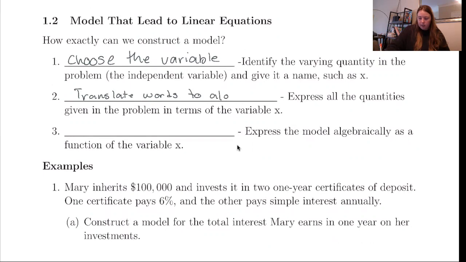And if this seems kind of crazy right now, obviously we're going to do some examples and talk about each step. Sometimes in the problems you're going to be told to make this your independent variable. So express all quantities given in the problem in terms of the variable x. This is where we'll talk about maybe this thing plus this thing. So thing one is going to be like 2x plus 3 and so on. That would be a way of translating words to algebra for a certain part of a problem.